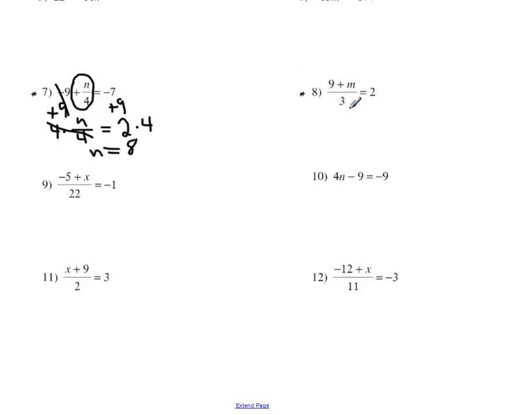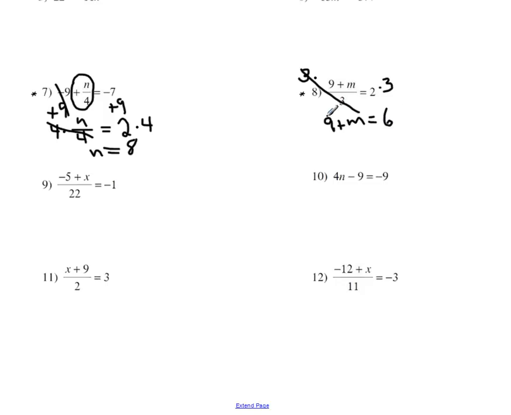On number 8, there is addition going on and division, but it's all in one fraction. So to undo the division that's going on, we have to multiply both sides by the denominator, which is 3. We multiply this side by 3, we have to multiply the other side. That cancels out the 3, and it leaves me with 9 plus m. 2 times 3 is 6.